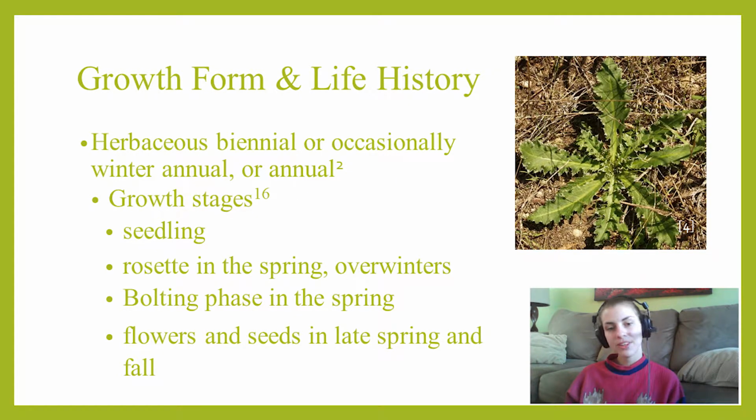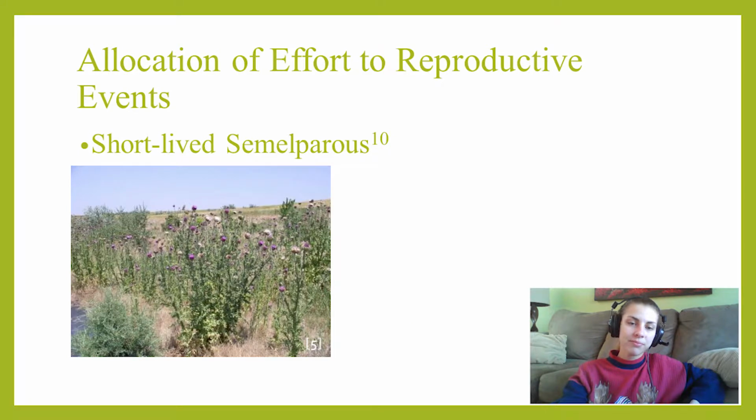So, as for the growth form and life history, it is a herbaceous biennial or occasionally winter annual or just an annual, and its growth stage happens as a seedling and then tends to turn into a rosette in the spring. It will overwinter and then enter a bolting phase in the next upcoming spring, and then it will flower and seed at the end of the growing season, usually around late spring and fall.